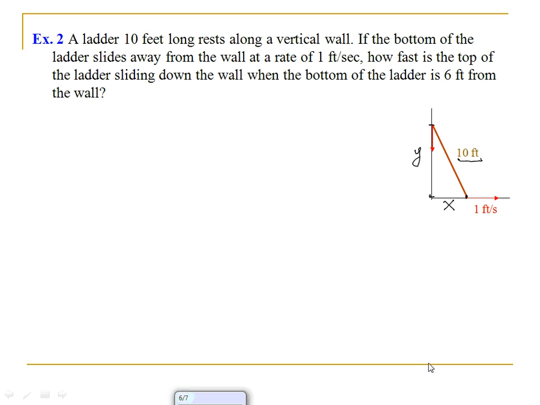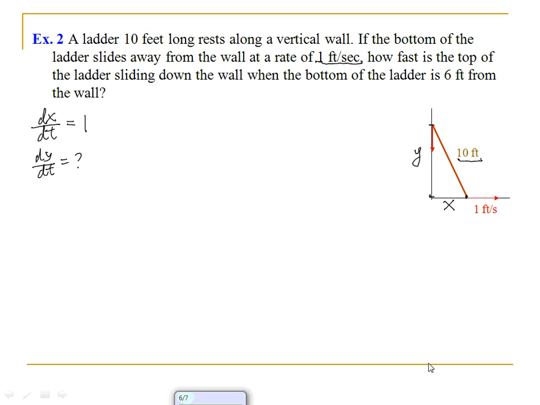So now we can check what conditions were given. The first condition is 1 foot per second. That's a rate of the bottom of the ladder. So in other words, you can rewrite that by the rate of x, which means dx over dt equals 1. What you're looking for is how fast is the top of the ladder sliding down. So top of the ladder is y. So you're looking for the rate of y. So you are looking for dy over dt.